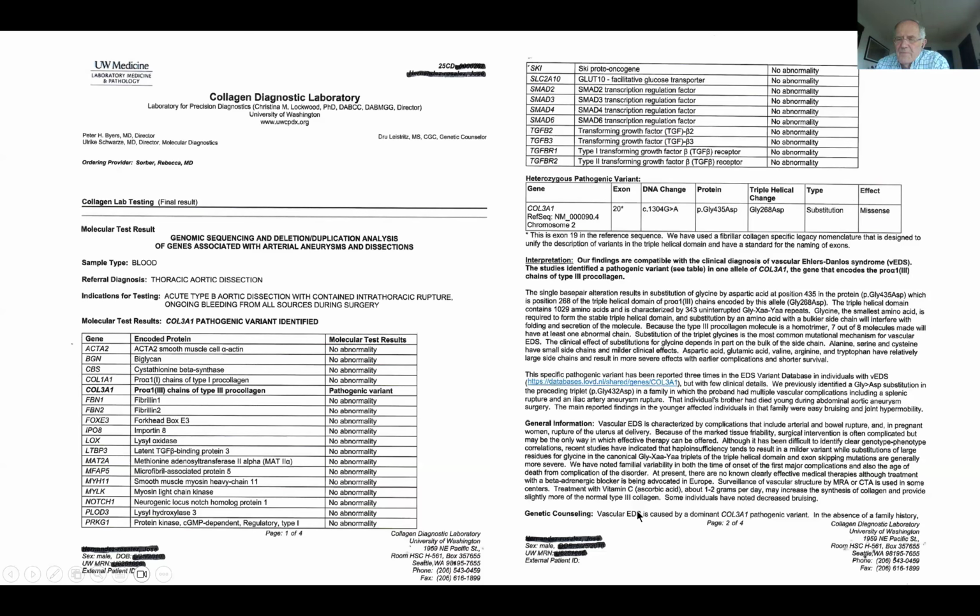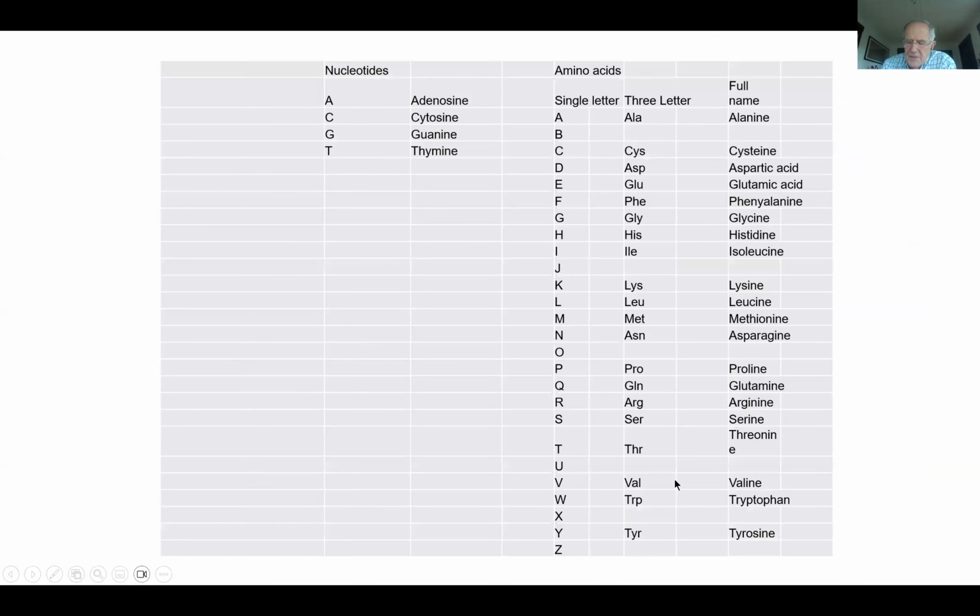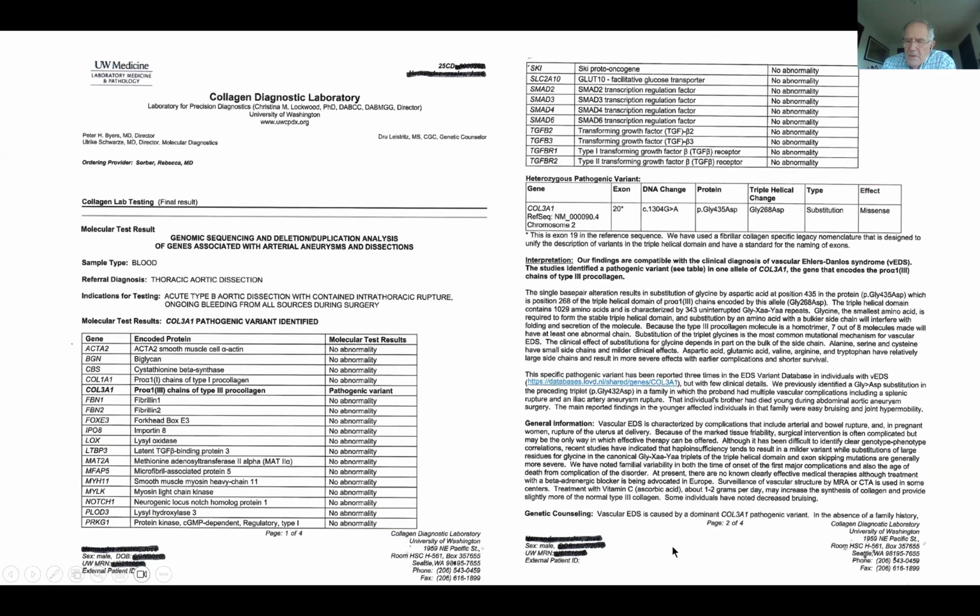Now, there's a third page that I didn't include that contains more information. It gives information about how the sequencing was done, what kind of things are important. And what you see is that we have here our address and our contact information.